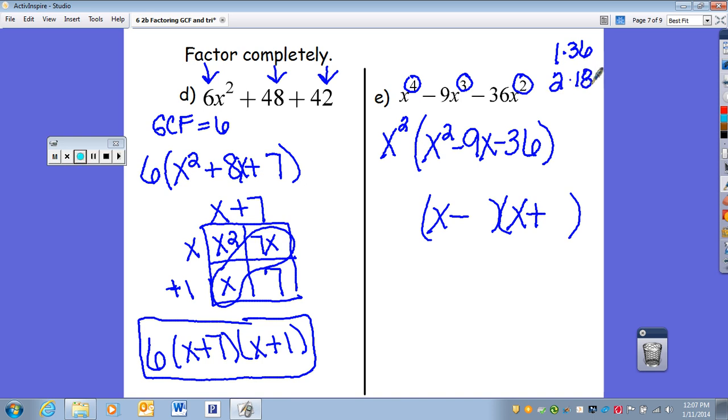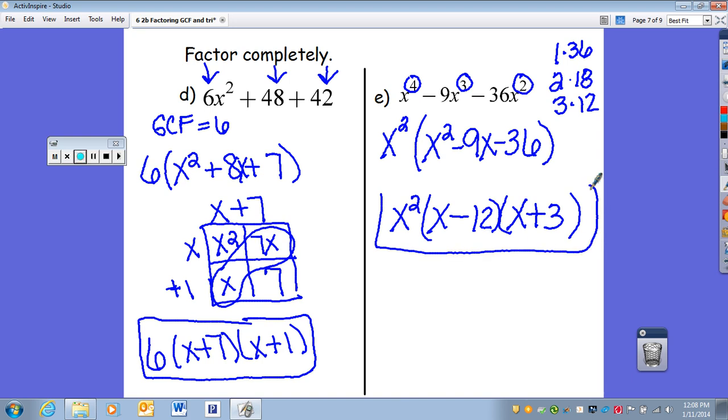Let's do 2 and 18. If I have one of these be positive and one negative, would I get negative 9? No. Let's try 3 and 12. If one of these is positive and one negative, will I get negative 9? Yes, negative 12 plus 3 would give me a negative 9. And don't forget that I need my greatest common factor as well, which is x squared.